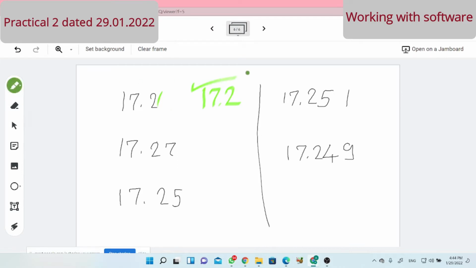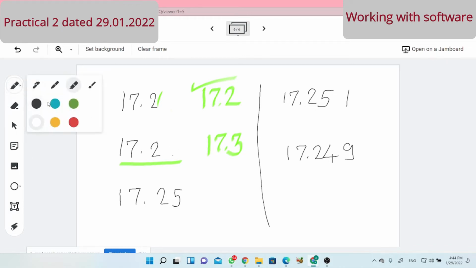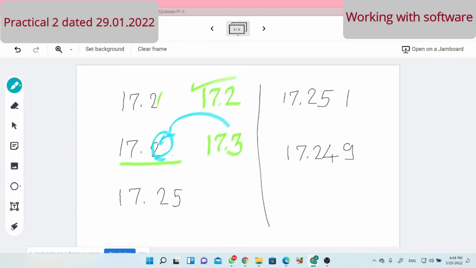Am I right? Yes, sir. What's the rounding of this number? 17.3. Right. Actually, you want to remove this 7. But while removing, it will affect the other number. Why? Because it is more than 5. So this 2 will increase, something will be added to it, and this 2 will become 3. Therefore, the answer is 17.3. Is it clear? Yes, sir.